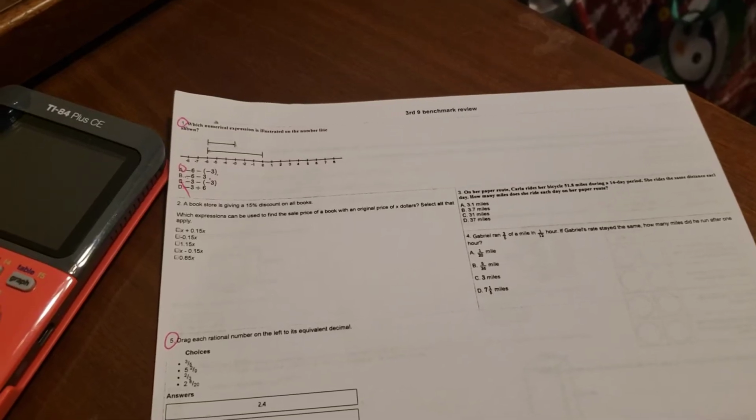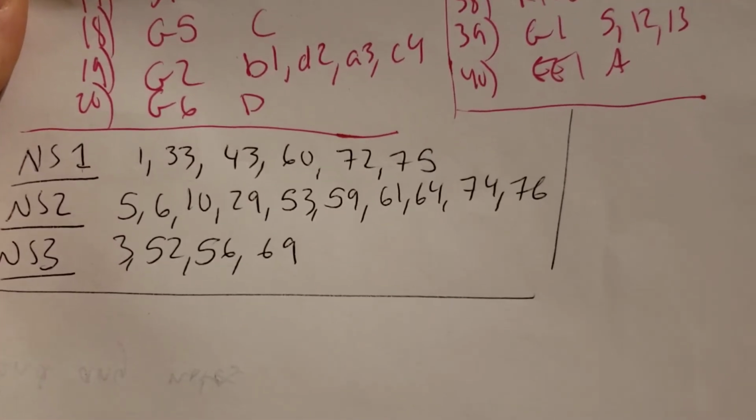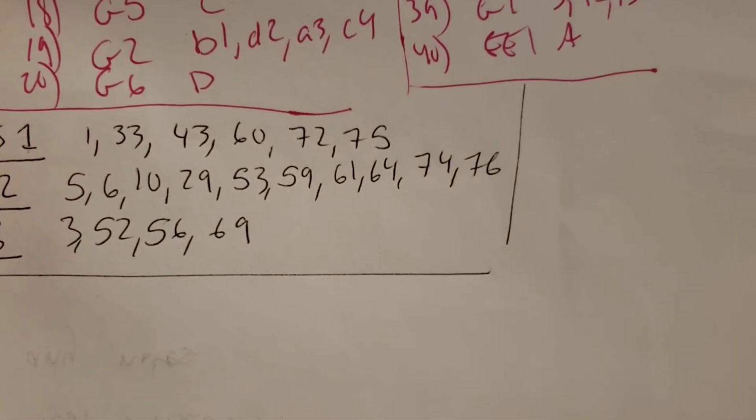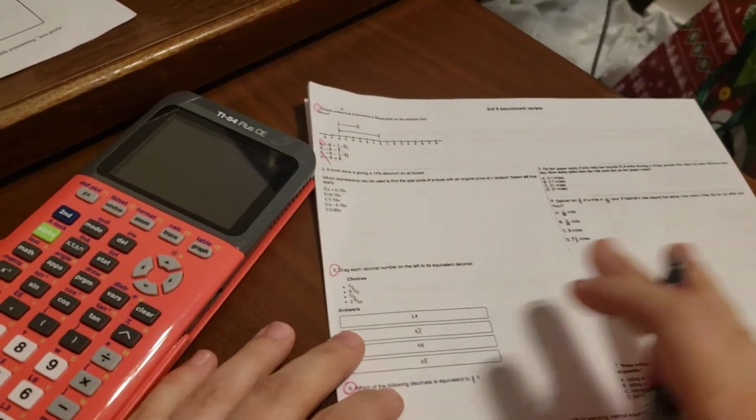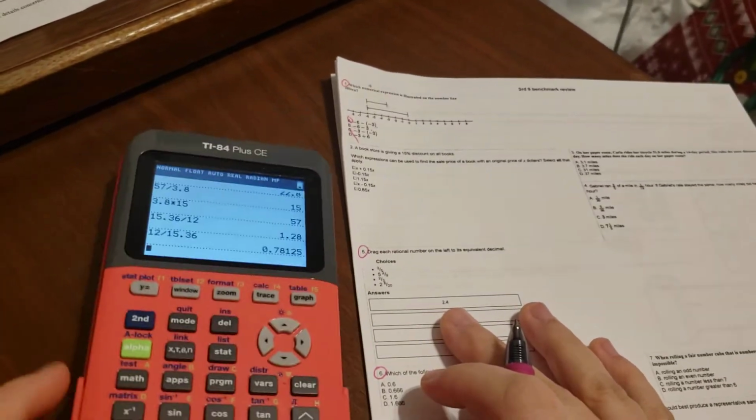Hi guys, I'm continuing to do my benchmark review. I'm going to do NS2. I'm assuming I won't have enough time to do NS3 as well. So I'm going to start with number 5. That's the first one that's in Number Systems 2. I'm going to make sure my calculator is on.